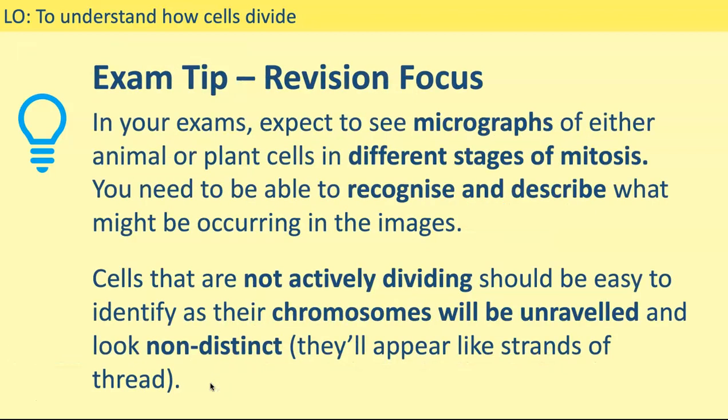Another exam tip is that you might be expected to look at micrographs or images from a microscope and identify different stages of mitosis. So you'll have to be able to recognise and describe what is happening in those images. Cells that aren't actively dividing should be easy to identify because their chromosomes will be unravelled. So they'll look non-distinct or they'll appear like strands of thread.